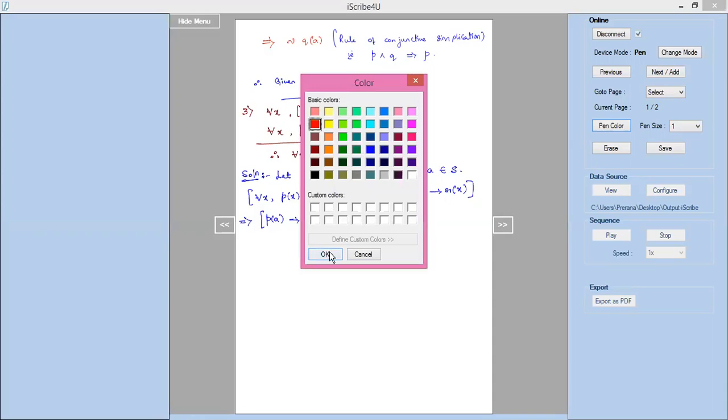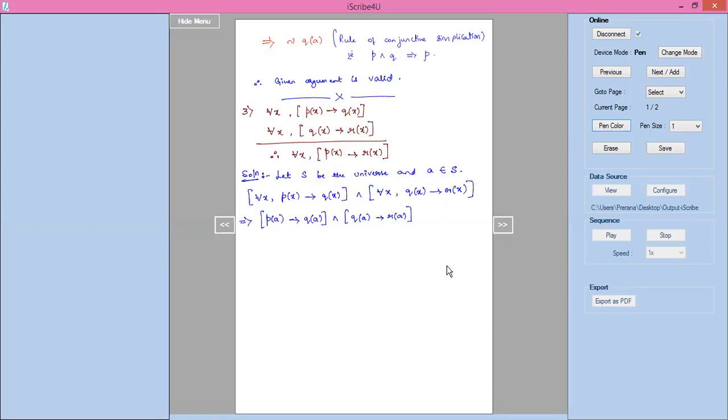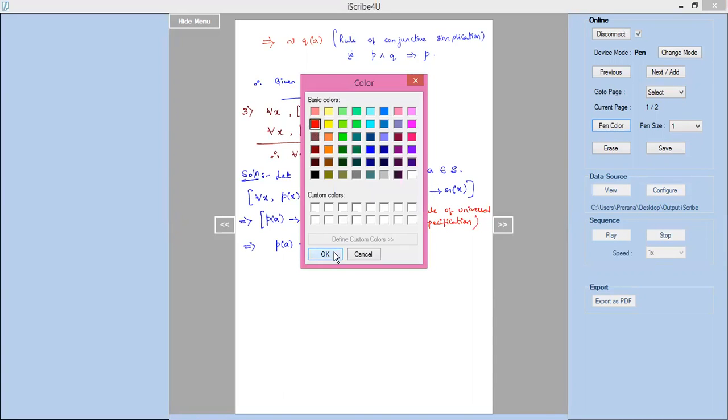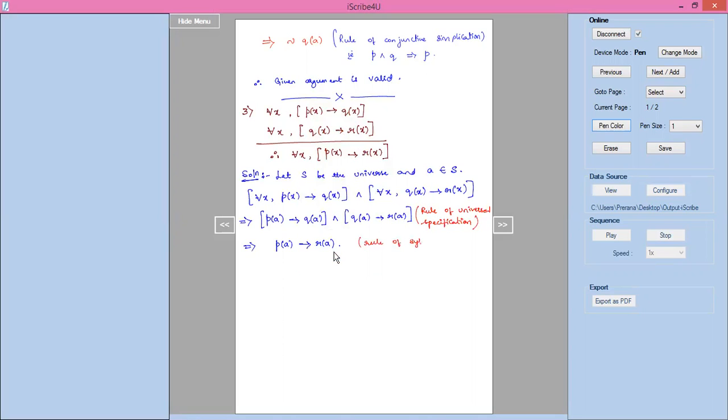Hope you recall the rule of universal specification is applicable for every element x, which means we can take it for the element A also. So we can write down the reason here: this is by the rule of universal specification. Now this is of the form P conditional Q and Q conditional R. By the rule of syllogism, we can write it as P of A conditional R of A. The rule of syllogism says that P conditional Q and Q conditional R implies P conditional R. So we applied the rule of syllogism here.